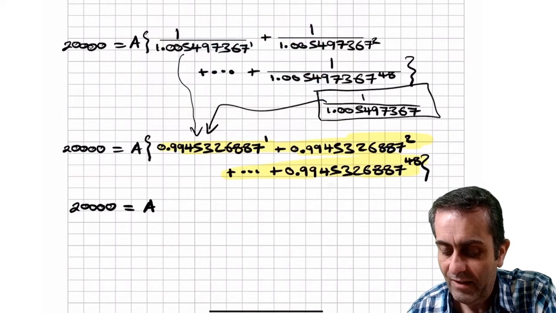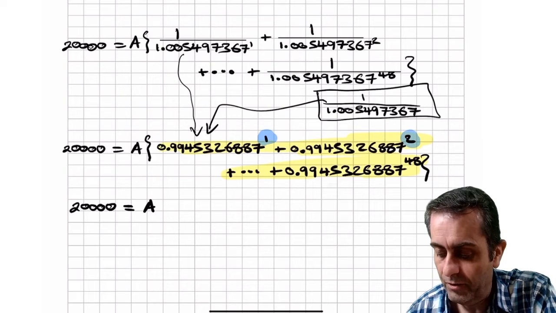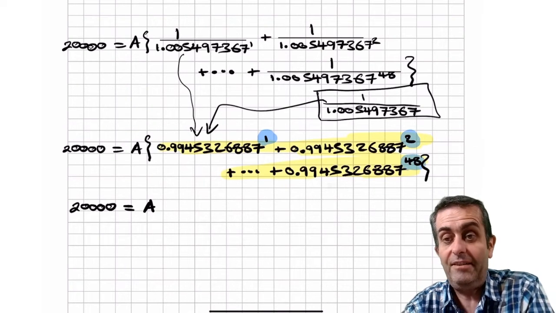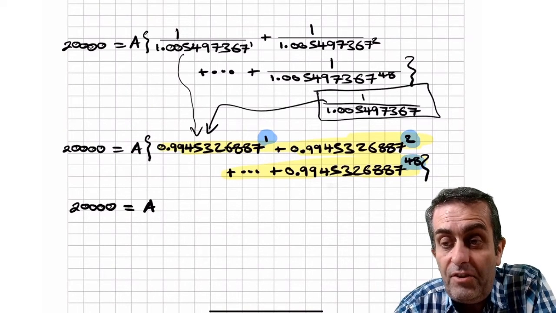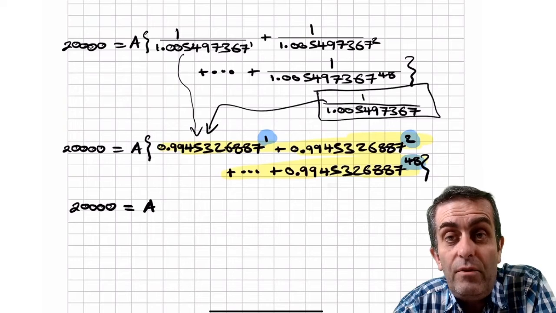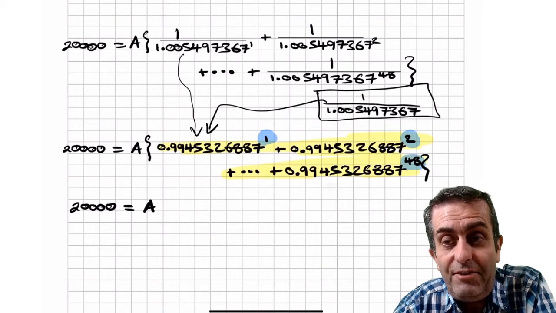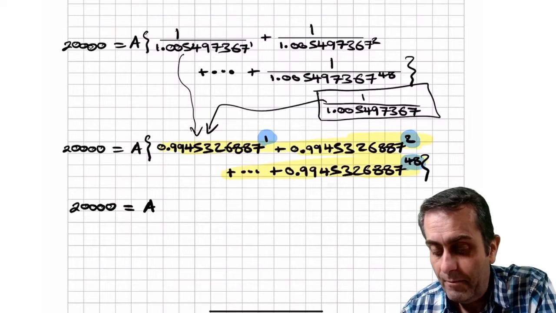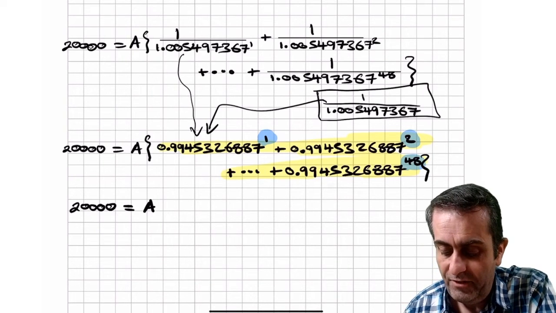The power starts at 1, then 2, and goes up to 48. So it's a geometric series with 48 terms. Now I think you can see that every time we move from one term to the next, we're adding in one additional 0.99453268887. So the first term and the common ratio are calculated as follows.